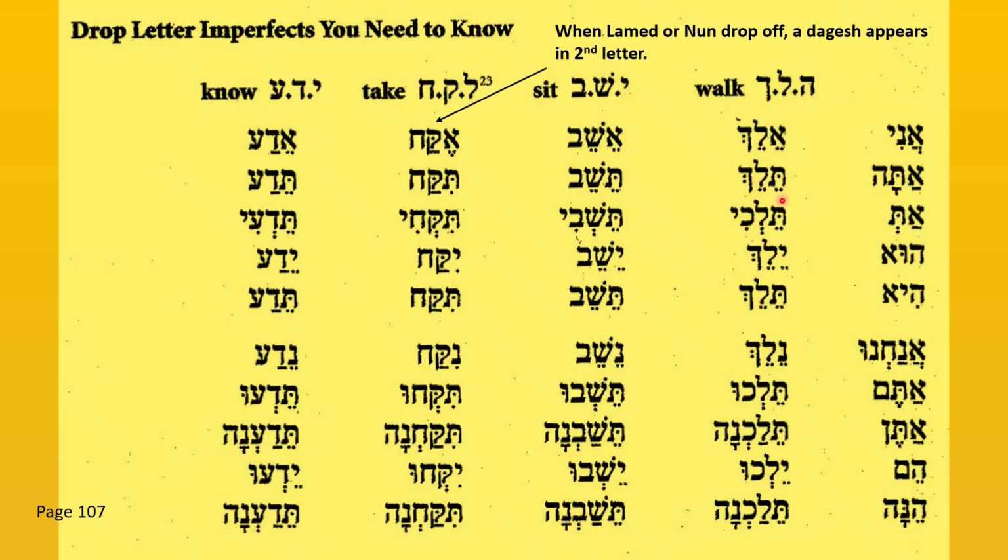Okay? So this is the chart. Look it over. The note 23 on the chart is simply saying when the lamed or nun drop off, a dagesh appears in the second letter. So you see the dagesh here in the kuf, and that's why. Since you don't necessarily have to write the words, you're not going to need to know that, but if you see there's a dagesh there and don't know why, that's why. And that also tells you that either a lamed or a nun starts this verb. If the second letter has a dagesh in it, chances are it's a verb that begins with a lamed or a nun. So that's what the note 23 has to say.